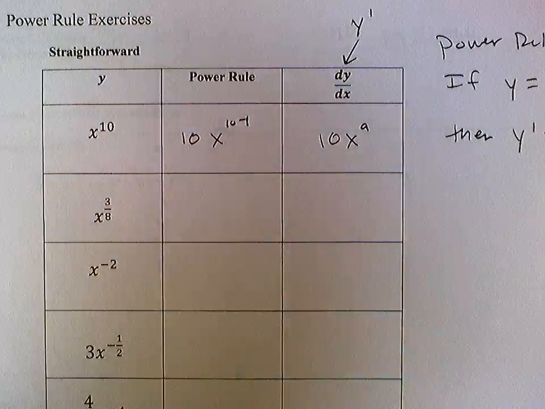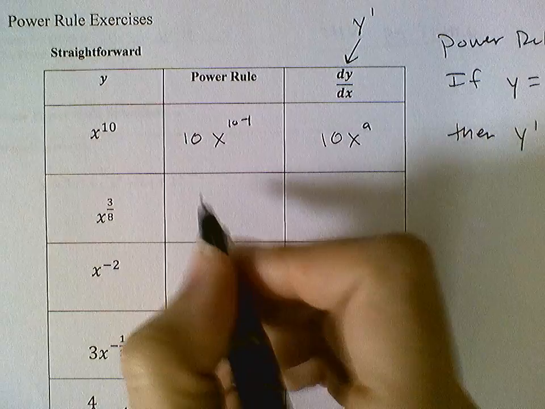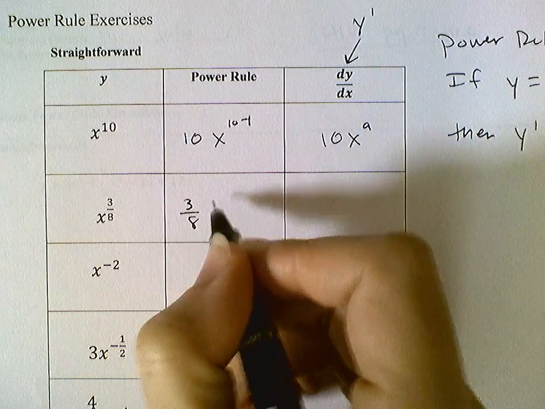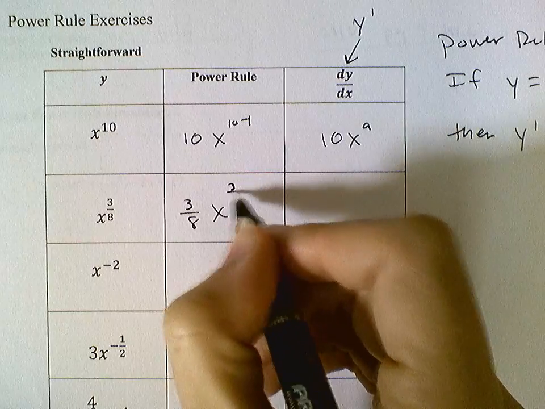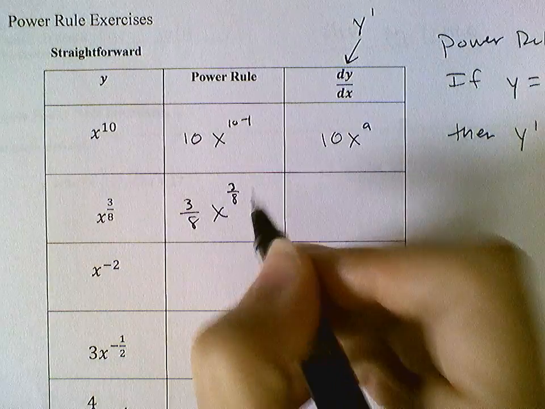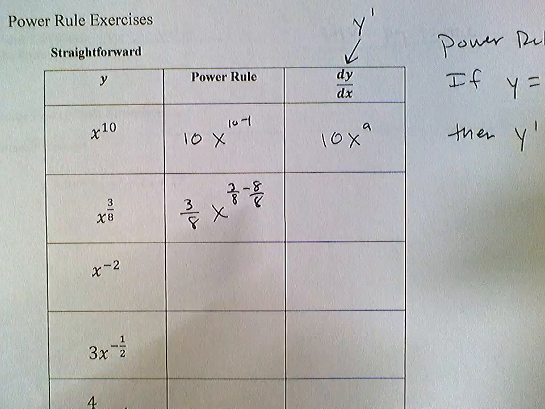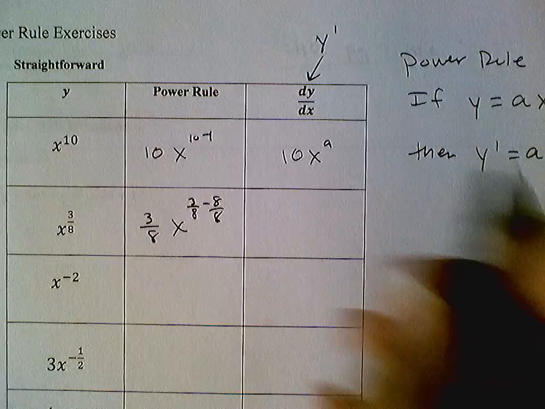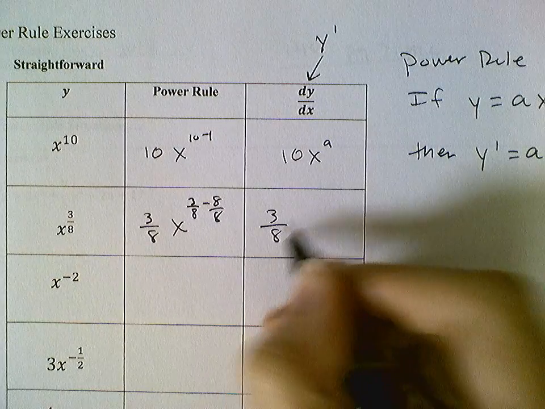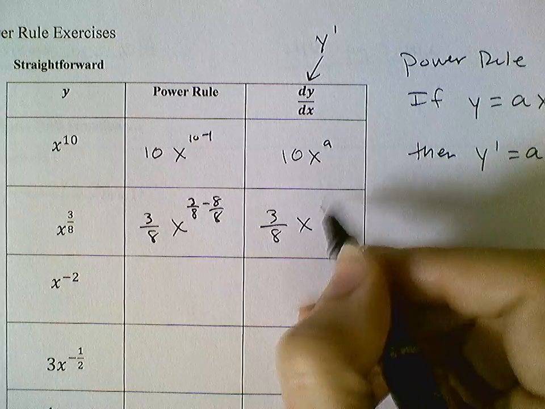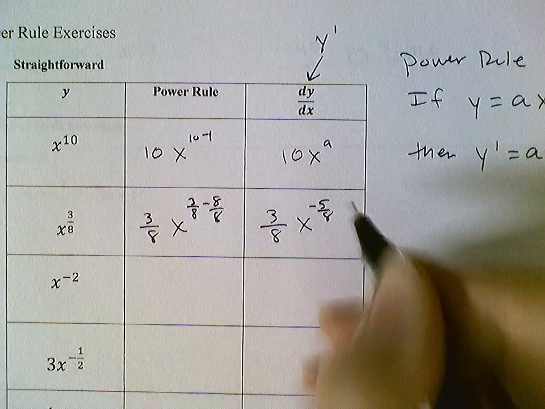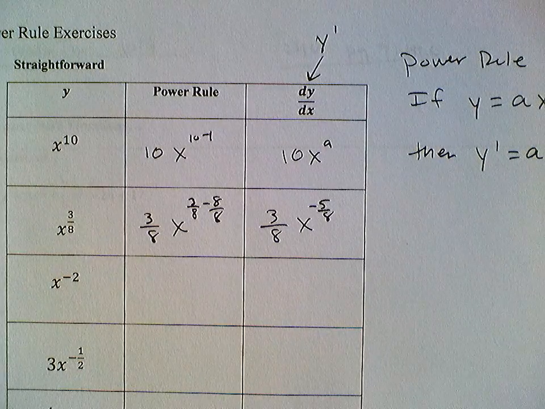Again, a would be 1, n would be 3 over 8. So 3 over 8 comes down, x to the 3 over 8 minus 1, which would be 8 over 8 subtracted. In the end, we get 3 over 8, x to the negative 5 over 8. Alrighty, so there's the derivative of x to the 3/8.